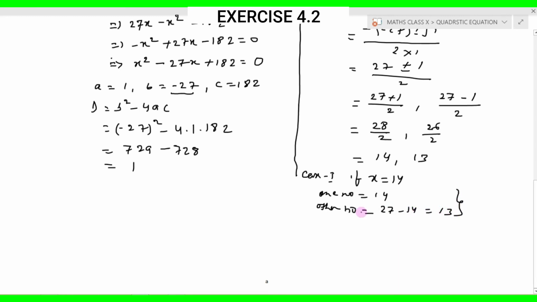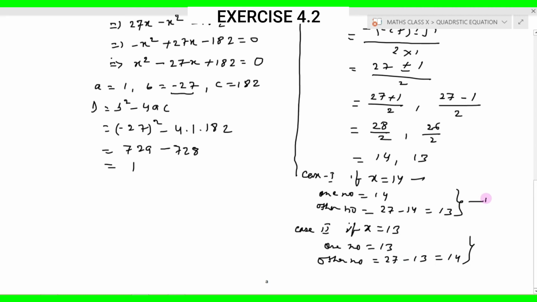So this is the one answer we have got in case 1 if x is 14. But we have the exercise 13 also. So case 2, when we see if x is 13, then one number is equal to 13 and the other number, 27 minus 13, will give you 14. So this is the second case.